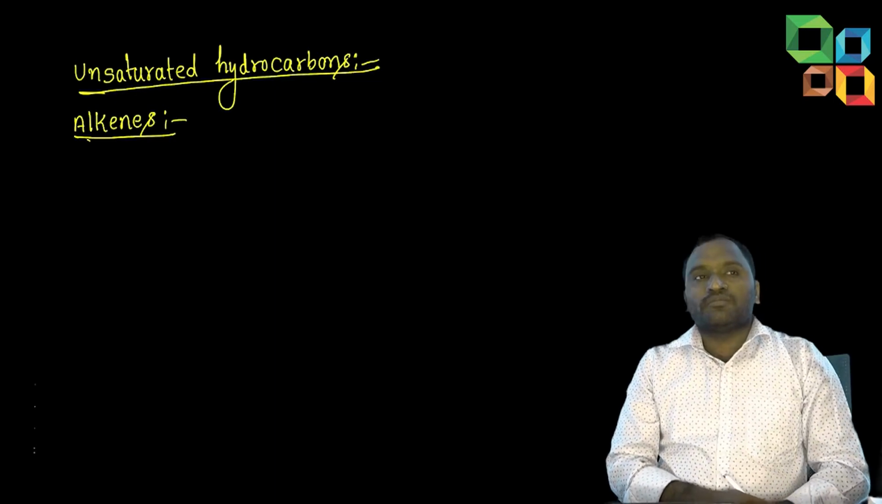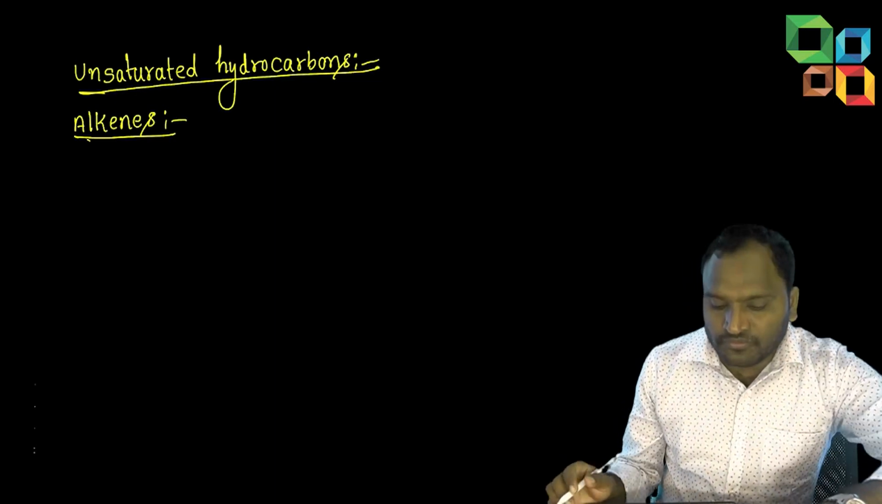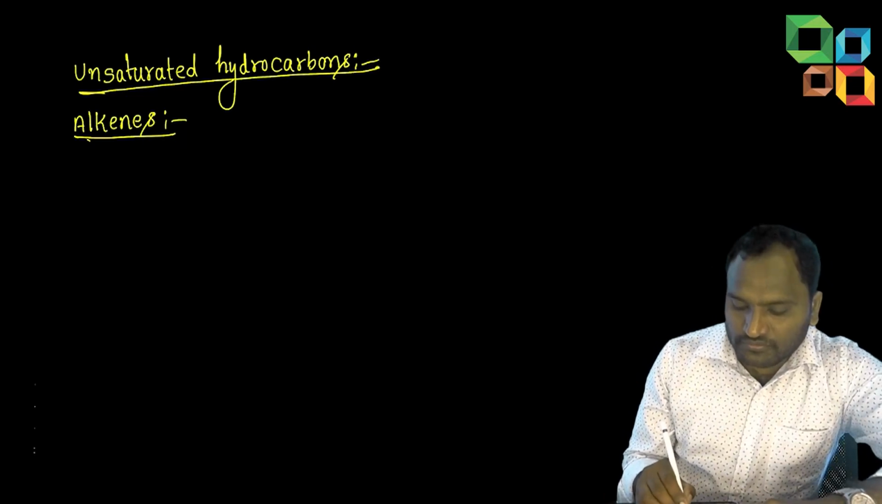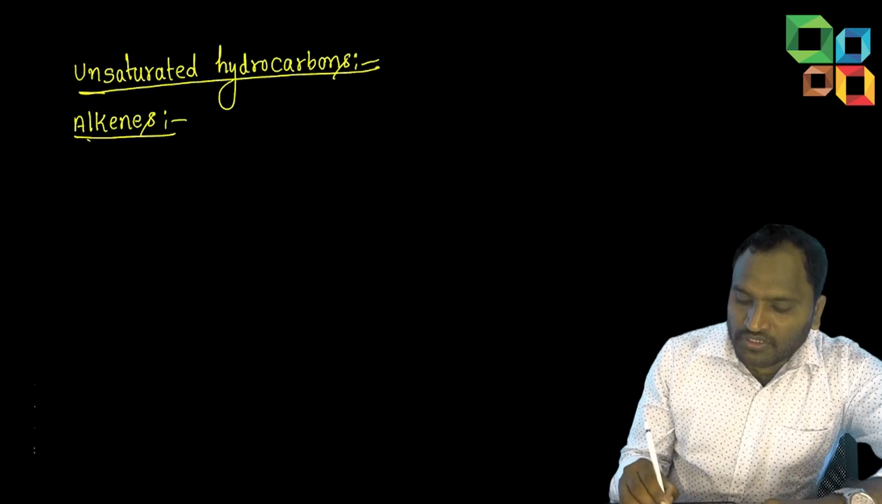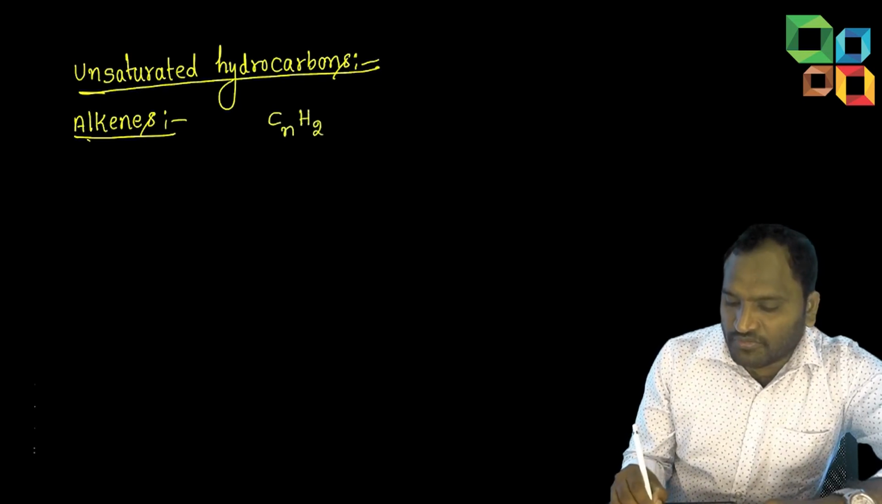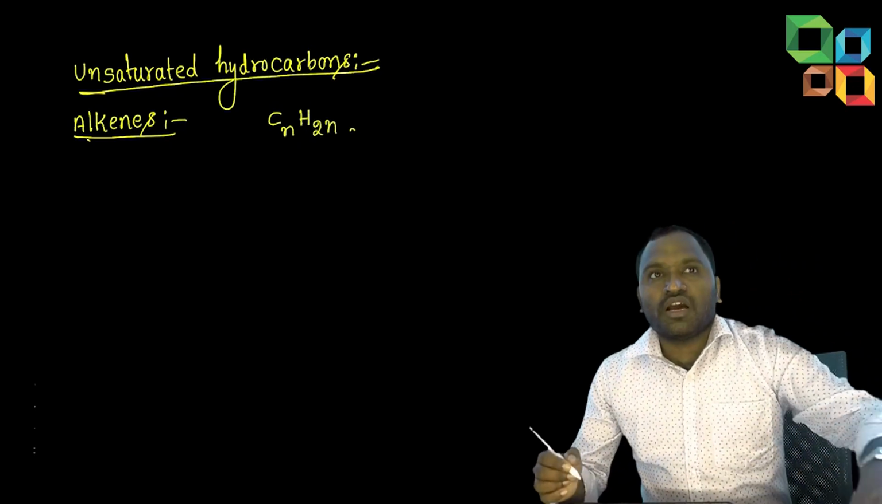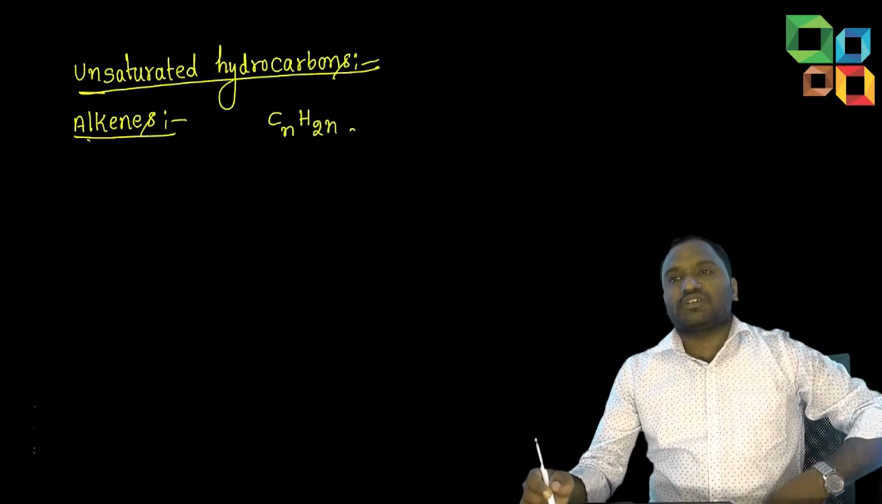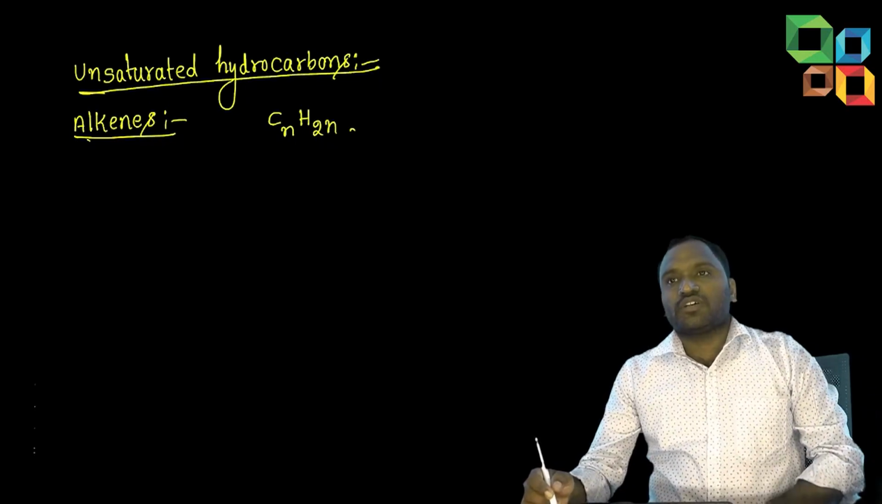Then these are called unsaturated hydrocarbons. Here, the general formula of alkenes is CnH2n. I will tell you why these are called unsaturated hydrocarbons.